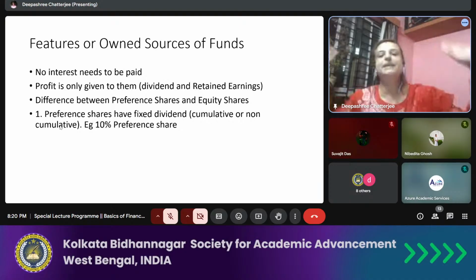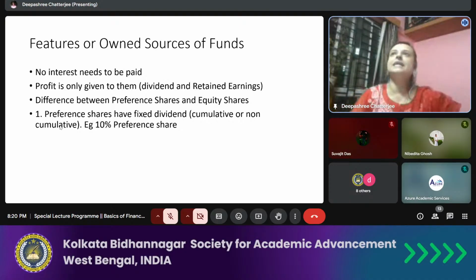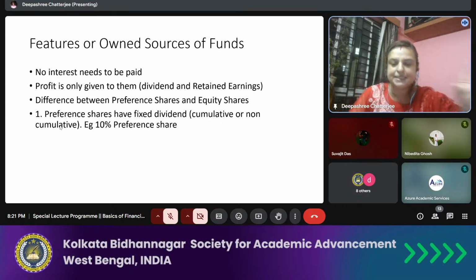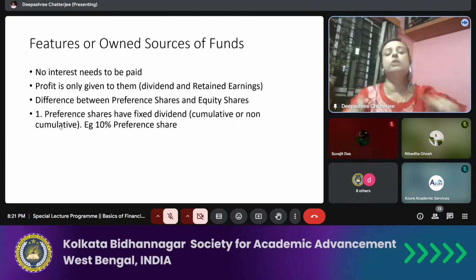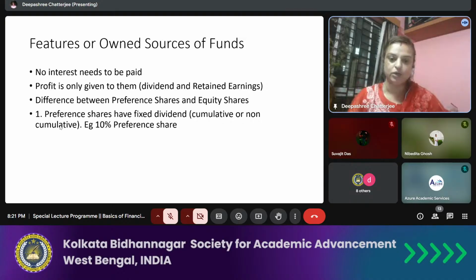Irrespective of whatever the profit is, right? So suppose the company has earned a profit of 1 lakh and there are 1000 preference shares of rupees 10 each. That is 10,000, and they will get 10% dividend. So 10% of 10,000 is 1,000. So out of 1 lakh, they will only get 1,000 as profit. The rest 99,000 will go to whom? To the equity shareholders.